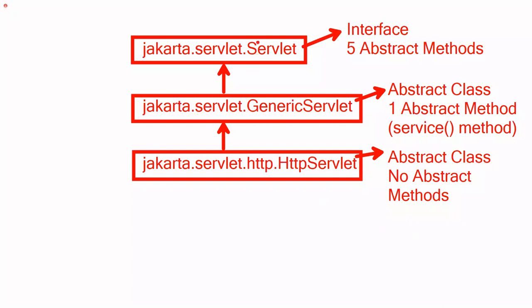But here, no other option. 5 methods you have to override. Here, no other option. That method you compulsorily have to override. Here, options are there. You can select. Here, if we inherit HttpServlet, then whichever method you want, that method you can select. That is possible. And that is one benefit.